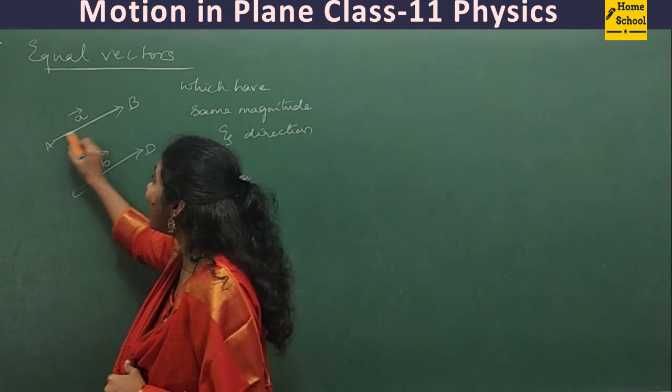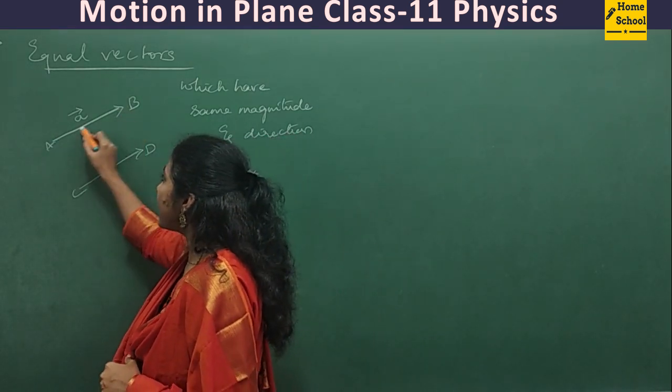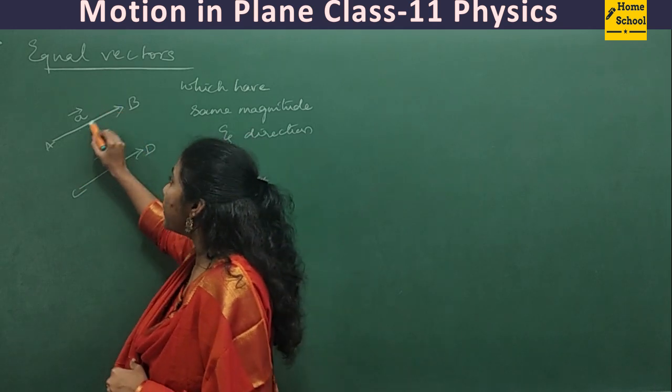What do you mean by magnitude here? Magnitude of an arrow means the length of the arrow. Whenever I represent something like this and I say this is one vector, its magnitude in the sense, what?